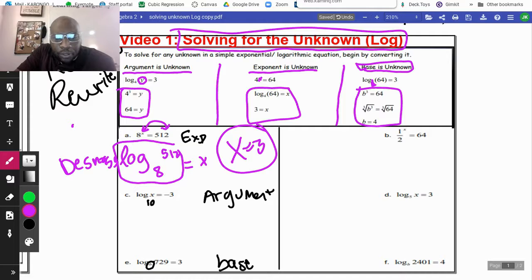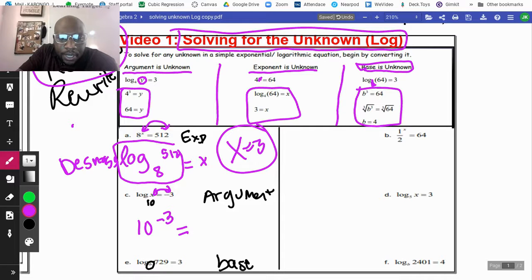All right, what do you do first? What did I say you're supposed to do first? Rewrite it. All right, let's rewrite that. So the base is 10. And then what do we do next? We swap. Right? The -3 comes out here as the exponent and the x goes on the outside. All right, so what about this? What's the answer for that? 10 raised to the -3rd power.